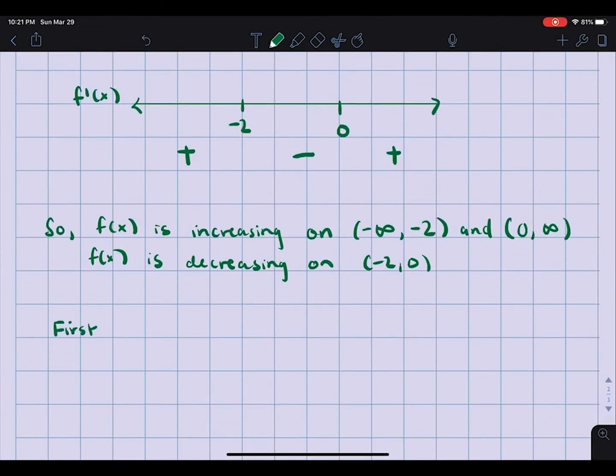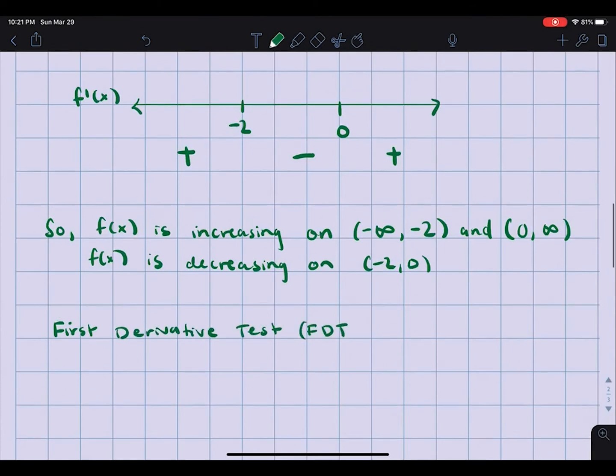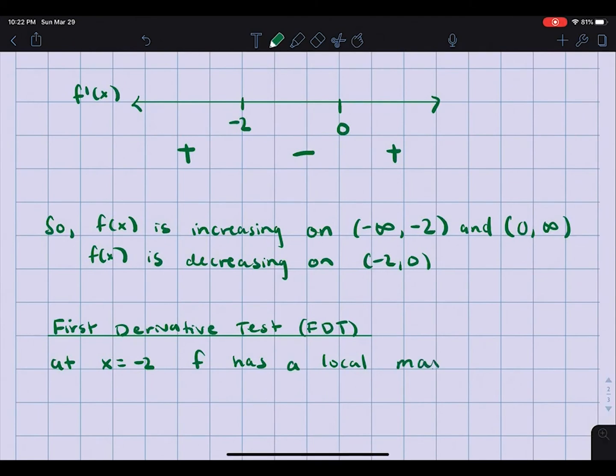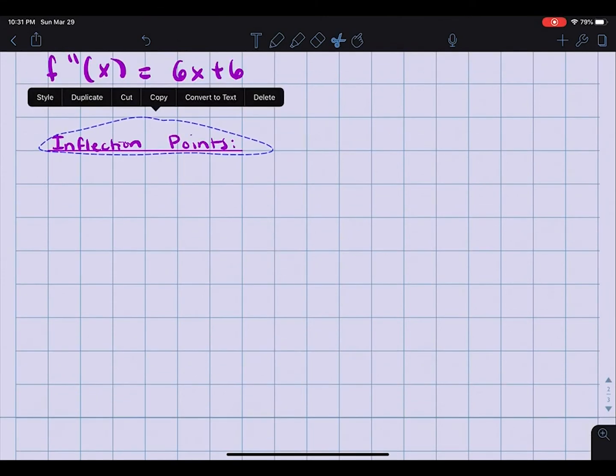At this point, we will use the first derivative test to classify the critical points of f. At the critical point at -2, we see that f goes from increasing to decreasing, so -2 must be a local max. While at the critical point at 0, we see that f goes from decreasing to increasing, so x equals 0 must be a local min.